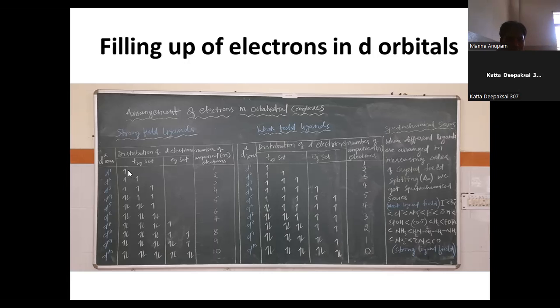In the case of strong field ligands, the electrons are paired up in the T2G orbitals, whereas in weak field ligands, the electrons go to the EG set. T2G and EG are two sets of orbitals. If the energy difference between these two orbitals is more, then electrons will remain here only. If the energy difference is less, then electrons will go up.